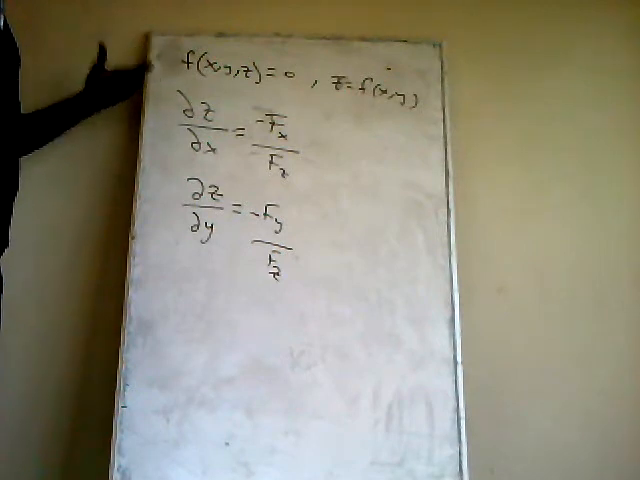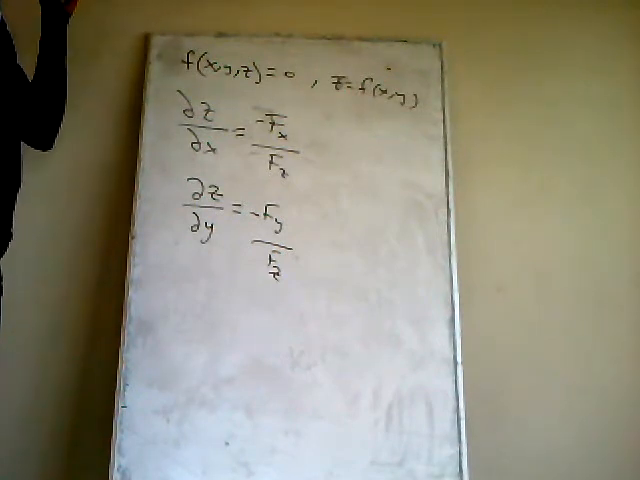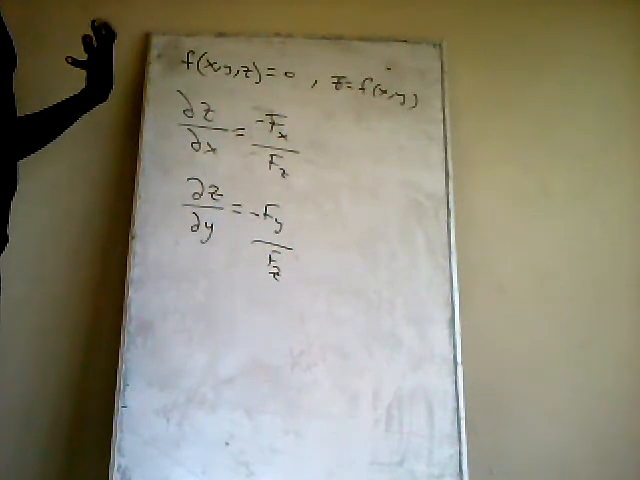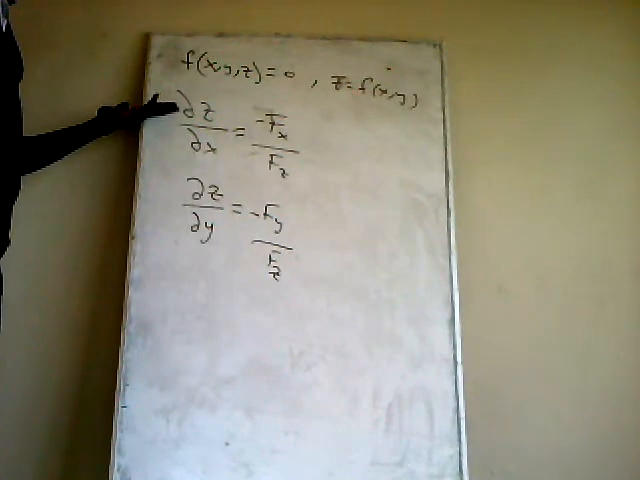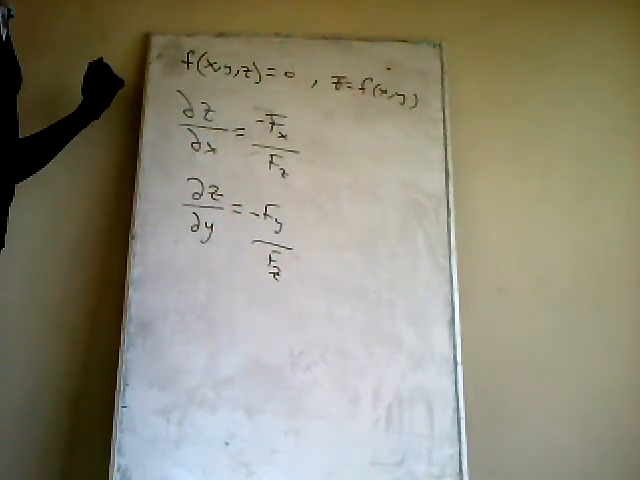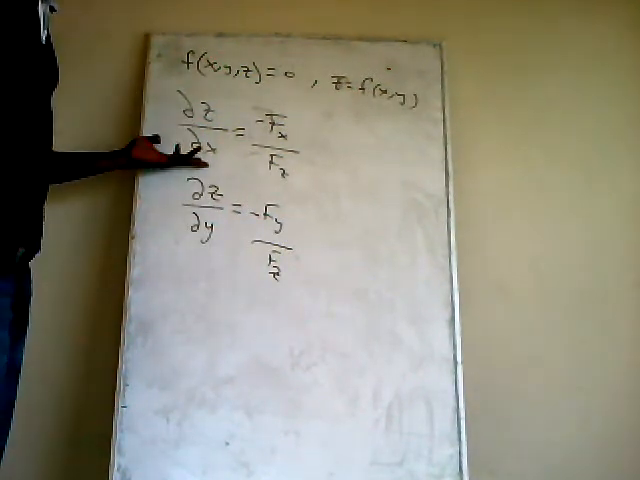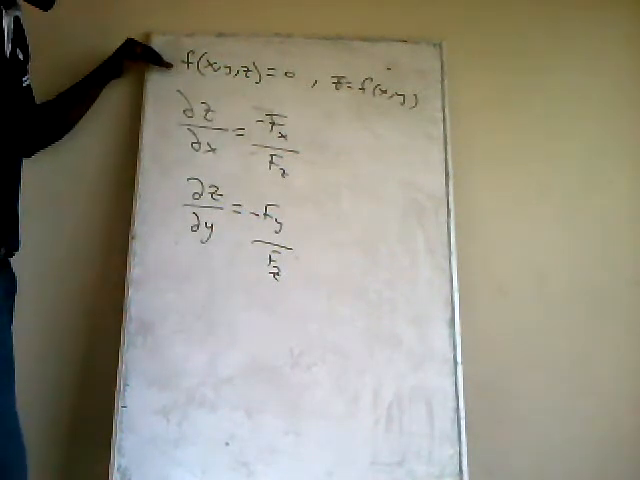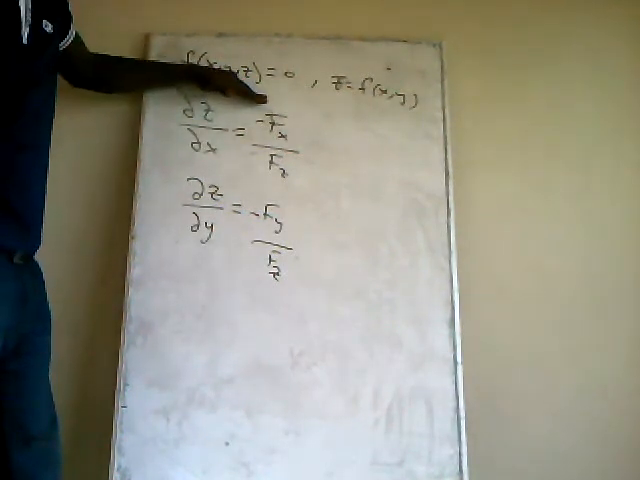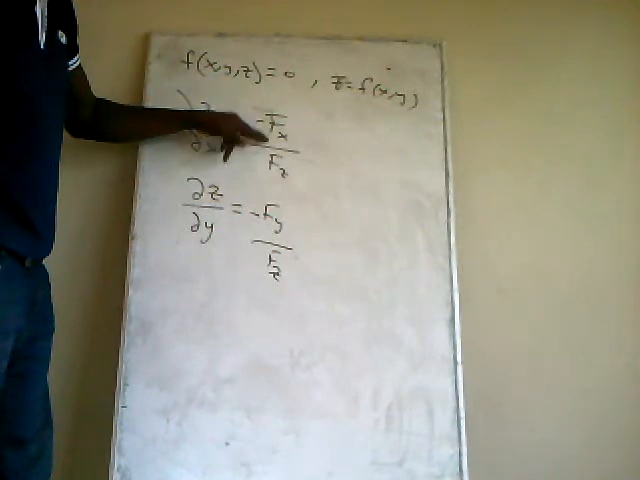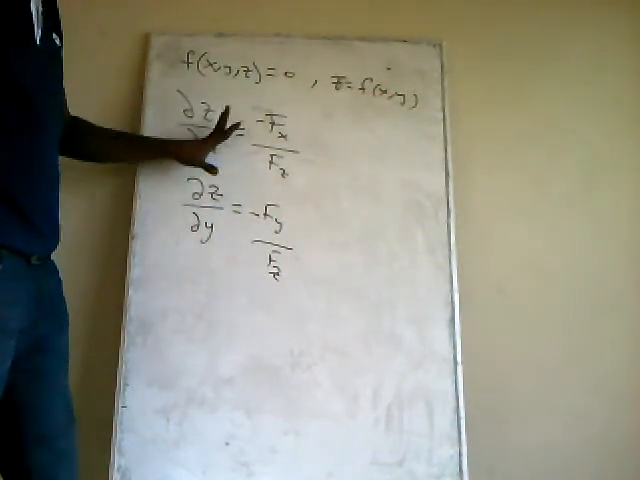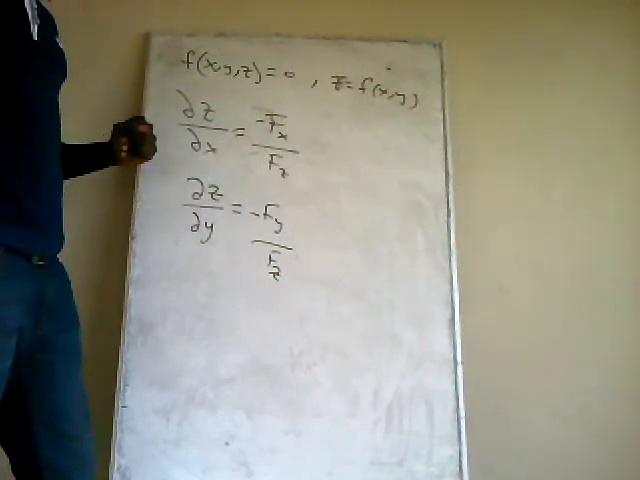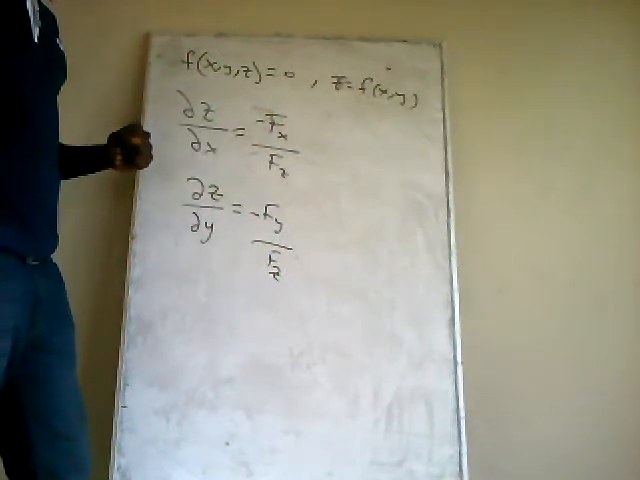So if z is expressed implicitly, or your function is an implicit function, then if you are asked to differentiate z or find the partial derivative of z with respect to x, it's the same as differentiating the function partially with respect to x and partially with respect to z. You divide and you negate, right? Let's look at an example.